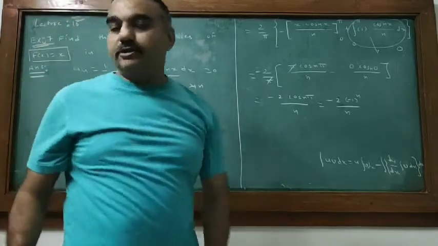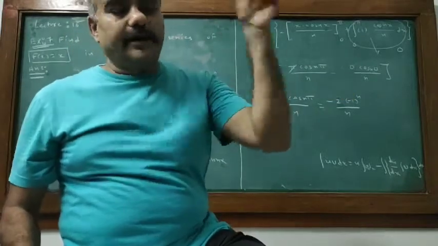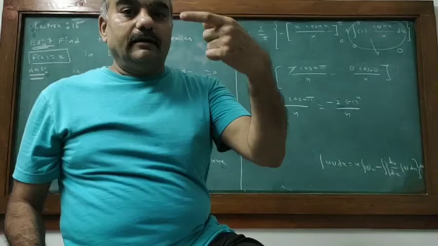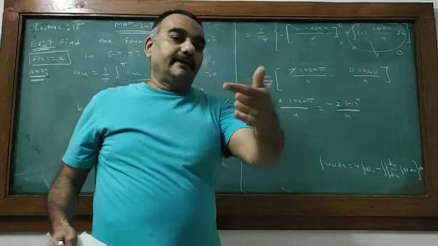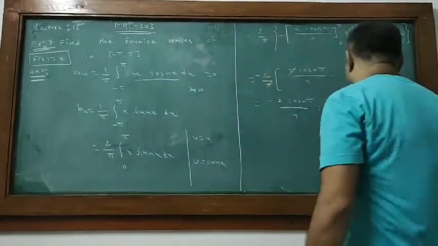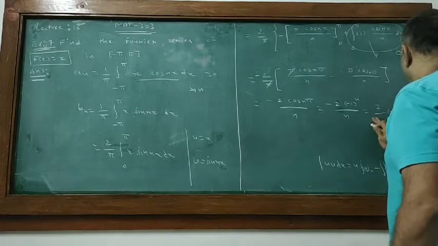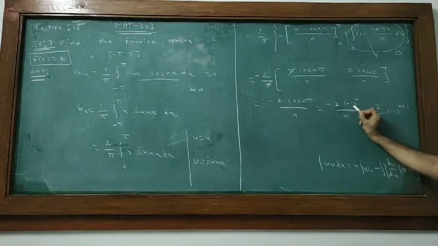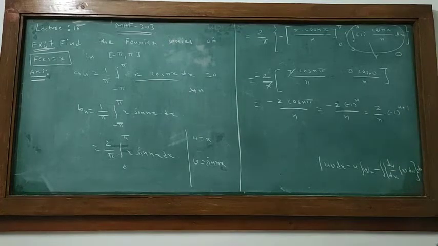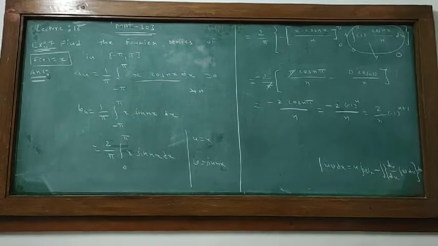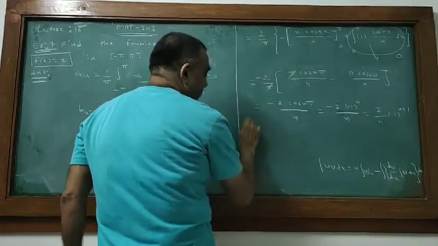You know what is cos pi? It is minus 1. Cos 2 pi is 1, meaning minus 1 square. What is cos 3 pi? It is minus 1, minus 1 cube. What is cos 4 pi? It is 1, minus 1 raised to 4, and therefore this happens. I can write this by increasing the power of minus 1 by 1: 2 times minus 1 raised to n plus 1. And therefore this is the value of b_n.